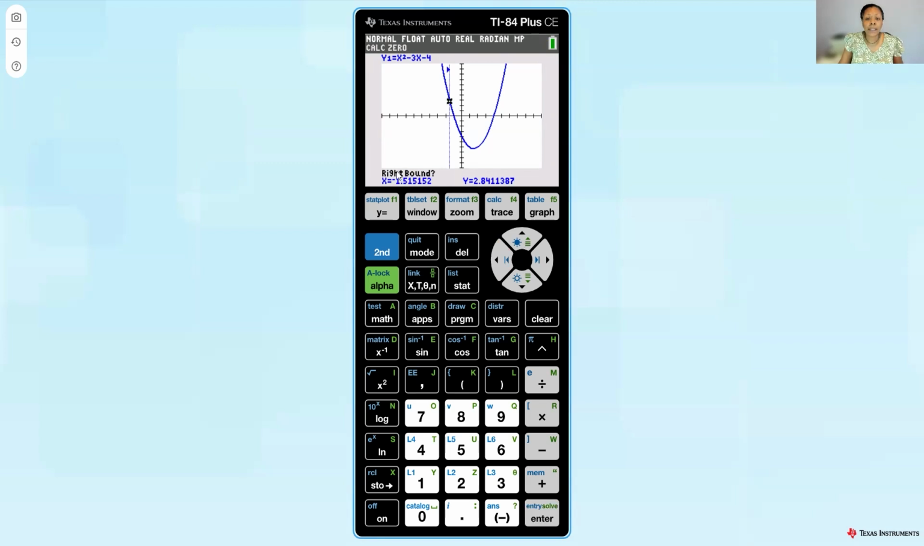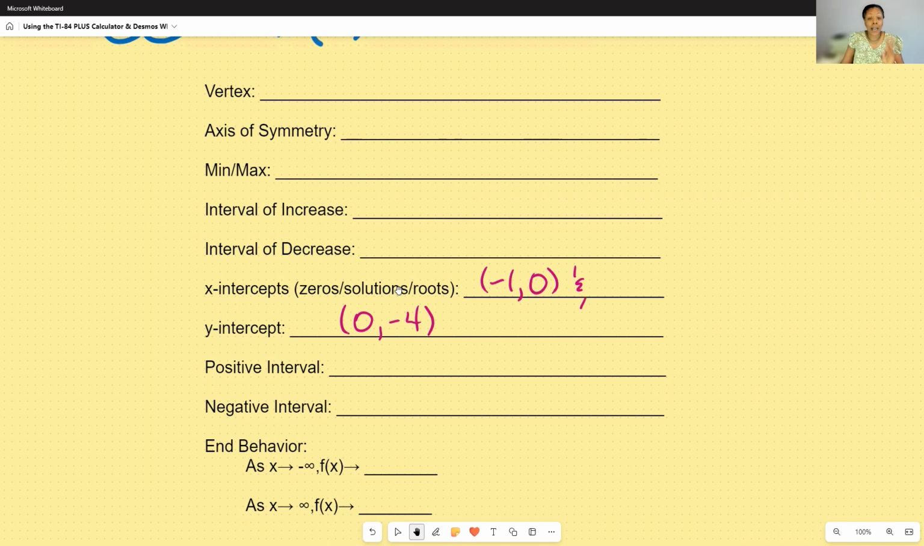Hit enter, and then it says right bound. So now I want to move to the right. And again, I'm looking at my x-axis. So the graph is going to the right. I want to move past what I'm looking for, which is at 0, anywhere past it, hit enter 2 times. This tells me what my zero is, or my x-intercept. Negative 1, 0. I have 2.